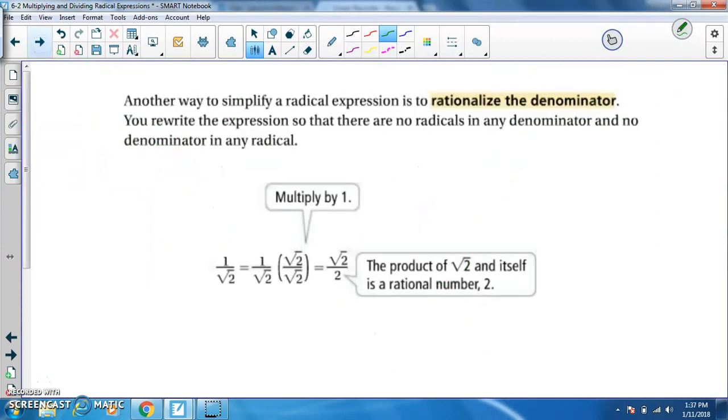2. Another way to simplify a radical expression is to rationalize our denominator. So we can never have an answer with a radical in our denominator. So we have to multiply by something that will get rid of the radical. And the only thing that's going to get rid of the radical is if we are making it the same power as the index.